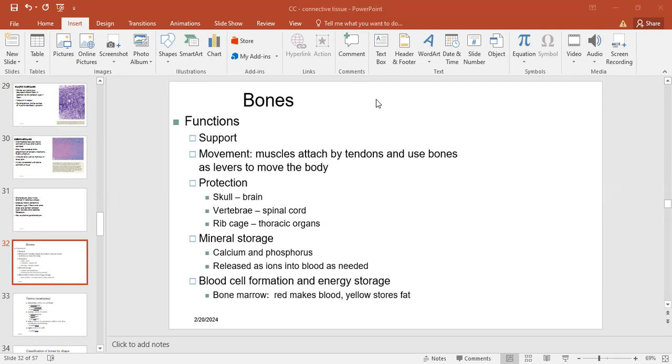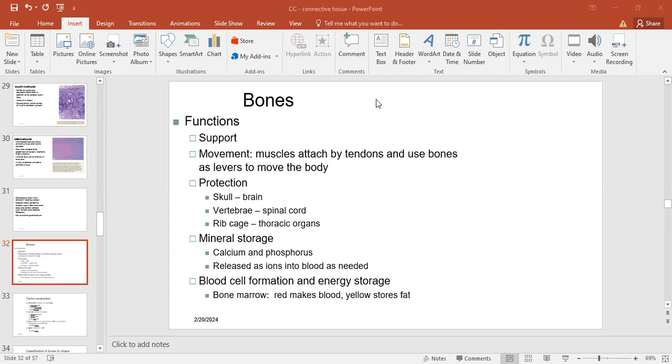We went ahead and started looking at specialized connective tissue. We talked about cartilage, and we said that cartilage is of three types. Hyaline cartilage, we talked about the properties of hyaline cartilage. We talked about elastic cartilage and its properties. We went ahead and talked about fibrocartilage, and we talked about the properties of fibrocartilage.